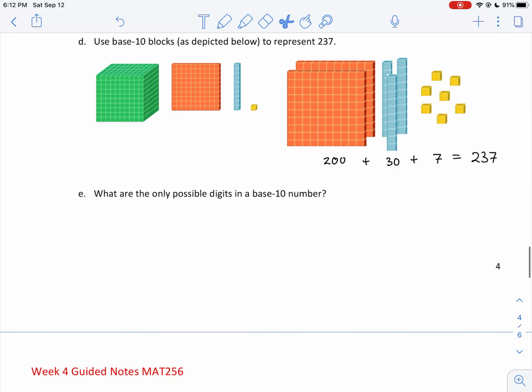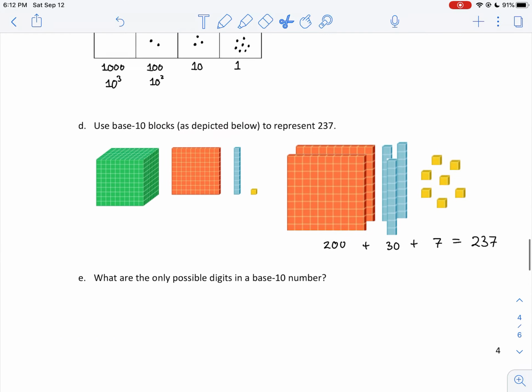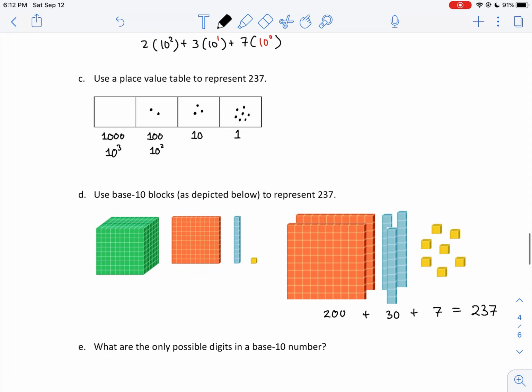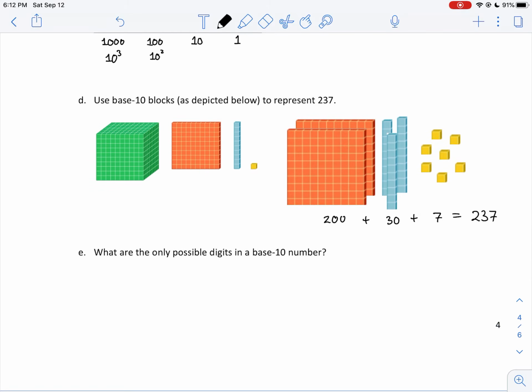Okay, what are the only possible digits in a base 10 number? Right? That's related to what I said up here about how many different dots you could allow to exist in a box before they exploded and became a single dot in the box to the left of it. And that is, once you get to 10, right, 10 dots in any one box, they will collapse into one dot in the box to the left of it. And so the only possible digits in a base 10 number are 0 through 9, essentially.